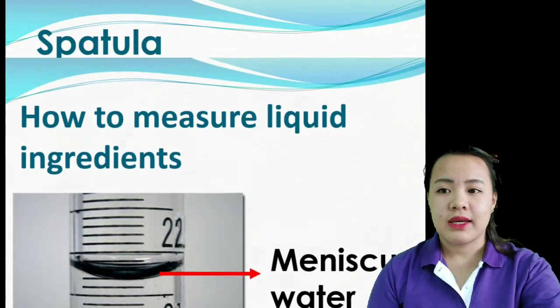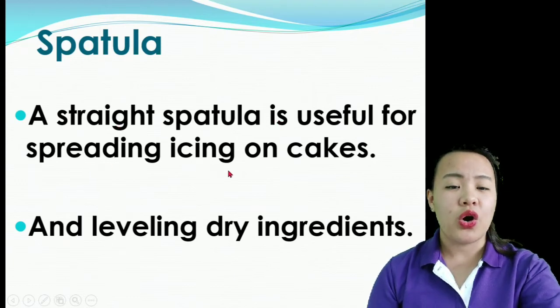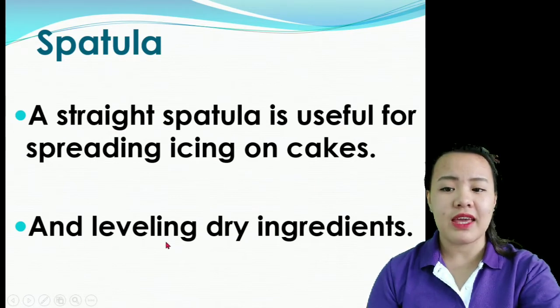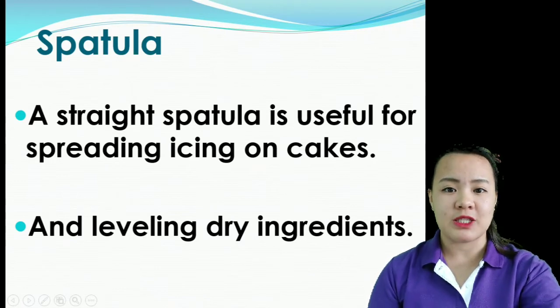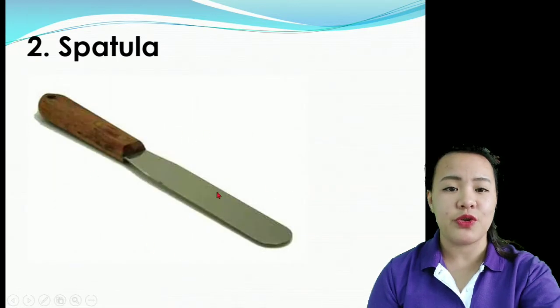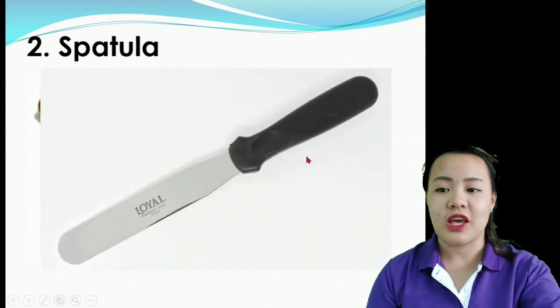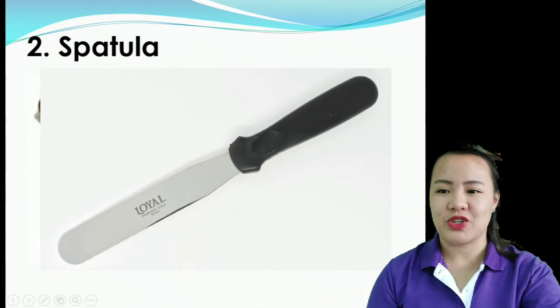Okay, next, spatula. A straight spatula is useful for spreading icing on cakes and leveling dry ingredients. I'm going to show you an example of a spatula. The long one. This one is an example of a spatula. You use this in leveling your dry ingredients and fixing your cake icing. Spread your icings. So this is an example of a long spatula.